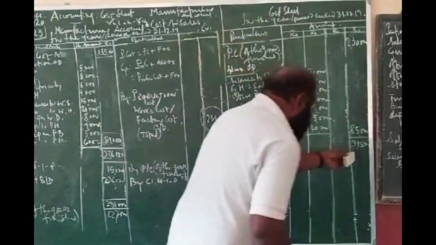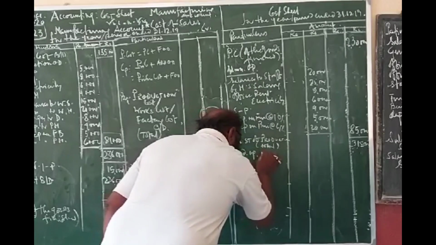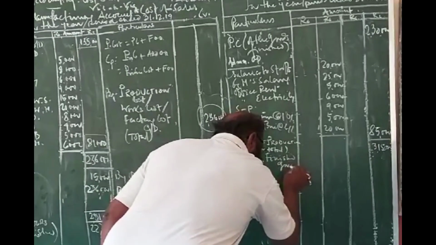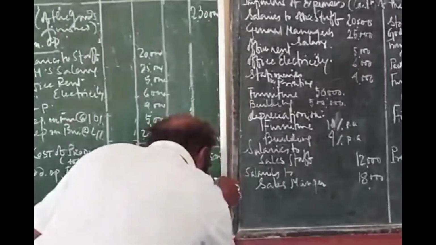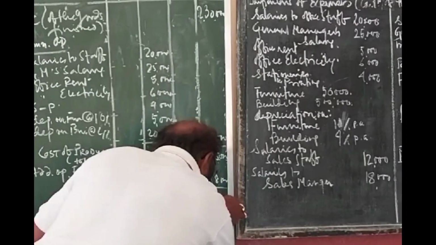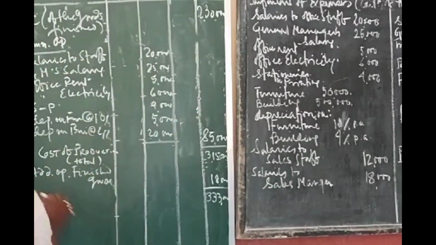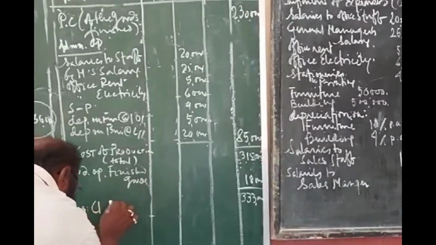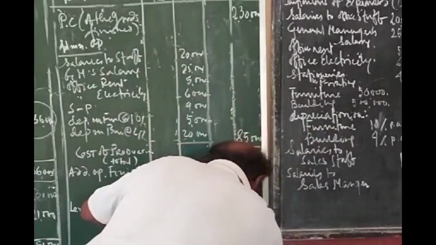Okay. Now see, this is the total. Now we are adding opening finished goods. Opening finished goods. How much is it? It is 18,000. So it is 3,33,000. Okay, 3,33,000. And less closing finished goods, less closing FG. I am writing here. Yes, closing finished goods. It is 20,000.